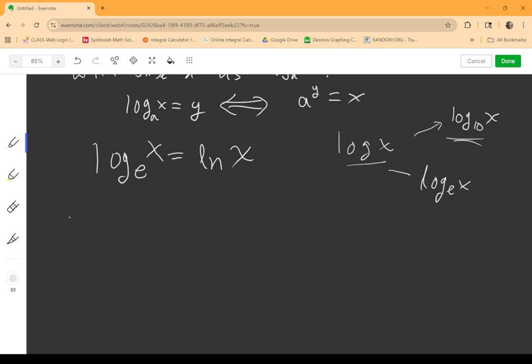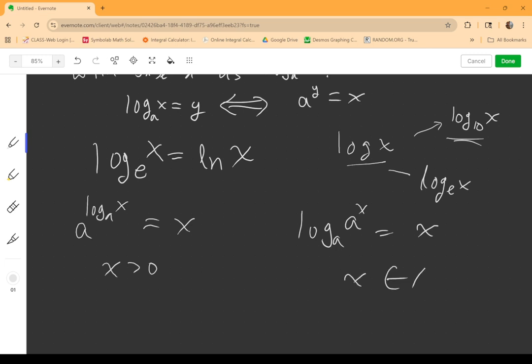And again, our cancellation laws, the composition of an inverse: a to the log base a of x is equal to x, and this works for x bigger than 0. And log base a of a to the x is equal to x, and this works for x any real number.